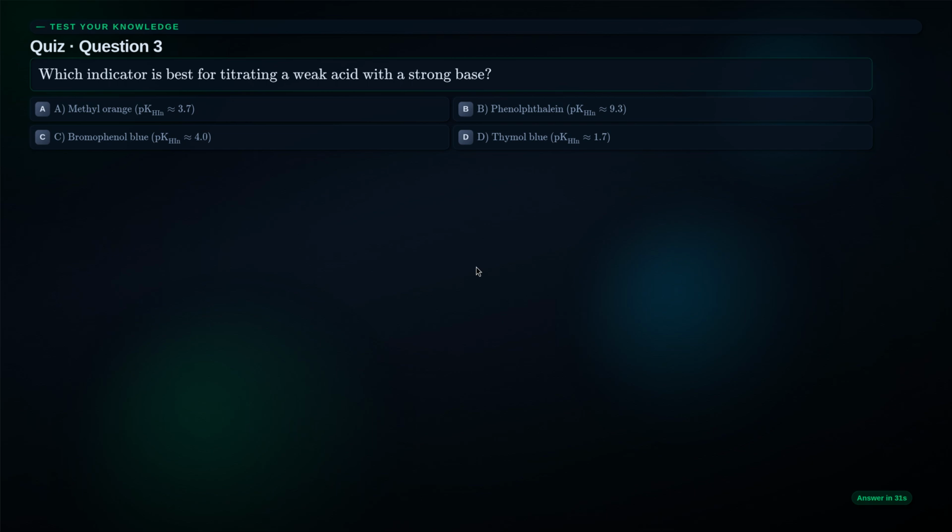The correct answer is B, phenolphthalein. For a weak acid-strong base titration, the equivalence point pH is above 7, typically 8 to 9. Phenolphthalein changes color in the pH range 8.2 to 10.0, which coincides with the steep region. Methyl orange changes color far too early.